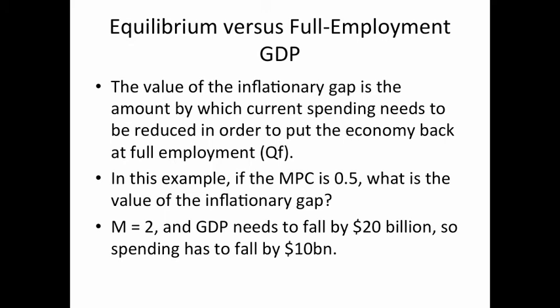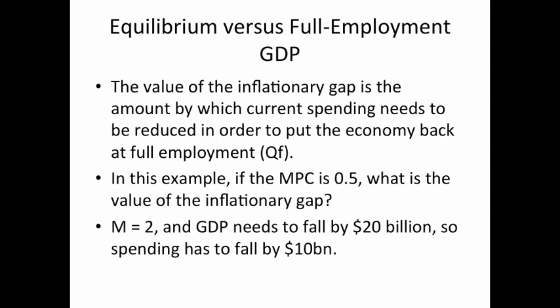So we need to calculate the value of the inflationary gap. First of all, we've got to know what the multiplier is. So you quickly plug it into the multiplier formula. Remember, the multiplier is equal to 1 divided by 1 minus the MPC. Well, 1 minus 0.5 is still 0.5. 0.5 goes into 1 two times, so the multiplier here will be 2.